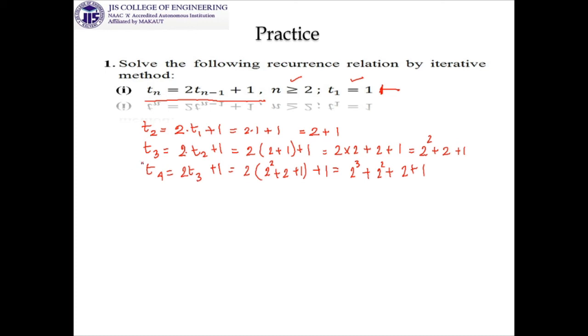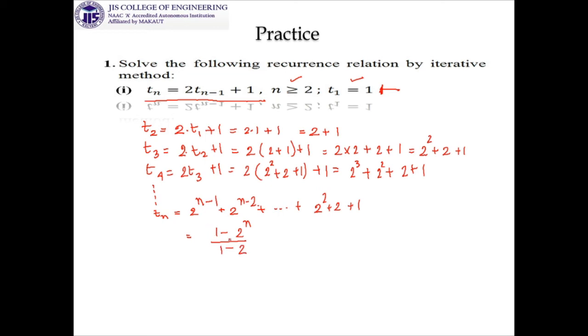Okay. Now, if we are confident in this, following these patterns, can I write that Tn is equal to 2 to the power n minus 1? Why n minus 1? Because it is 4, it is 3, it is 3, it is 2. So it will be 2 to the power n minus 1, then plus 2 to the power n minus 2, then plus dot dot dot plus 2 square plus 2 plus 1. And now it is nothing but your known series, and the summation of this series will be 1 minus 2 to the power n by 1 minus 2.